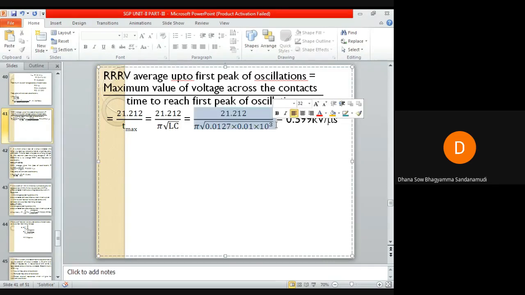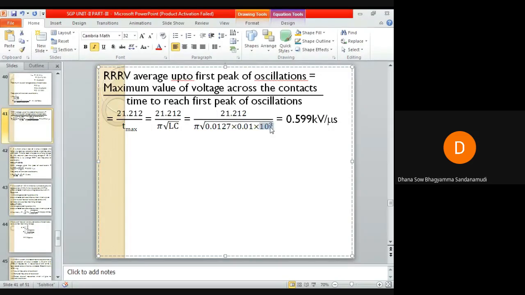Is it 10 power 3 for the C value? It is minus 6. 10 power minus 6, isn't it? It is in microfarad. Minus 6.